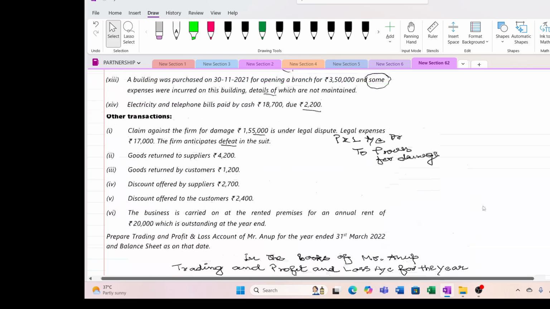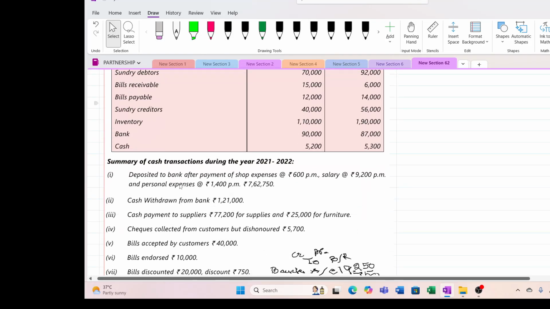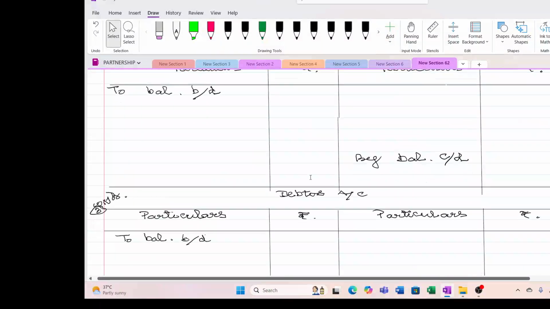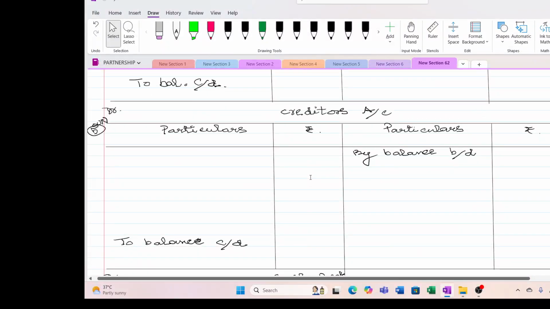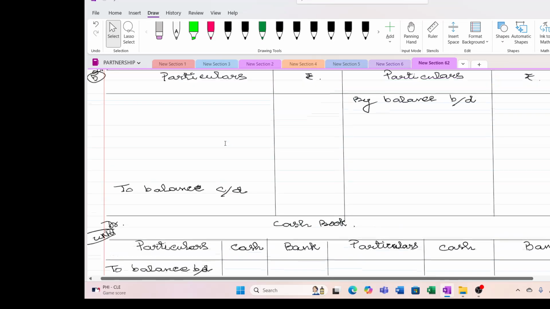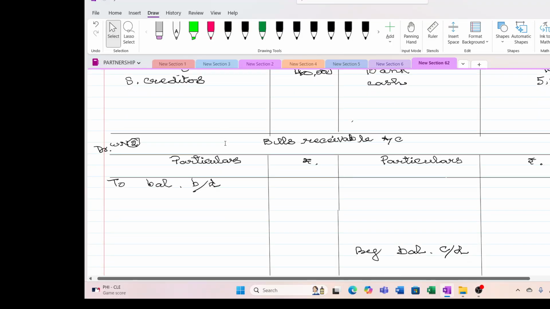Now, after posting all these things, I have posted everything from here. Now I'm moving on to this step by step. Deposited into bank after payment of shop expenses 600 per month. I have to open your cash and bank balances, cash book. So before going into cash book, we will post the opening balances and closing balances in the bills receivable and the bills payable account.